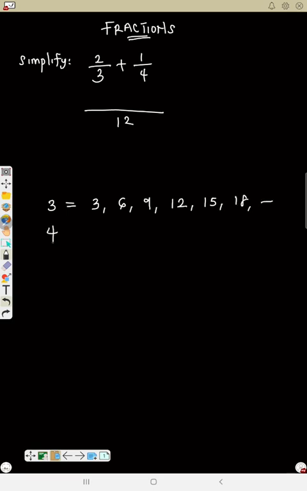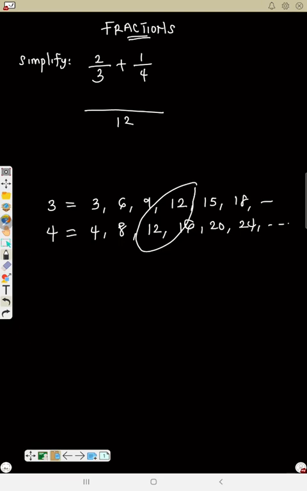Now what of 4? What are the multiples of 4? Meaning numbers that you multiply to get 4. 4 times 1, 4; 4 times 2, 8; 4 times 3, 12; 4 times 4, 16; 4 times 5, 20; 4 times 6, 24, like that. Now look at all the multiples of 3, also look at all the multiples of 4. Which one do you see is common? It is 12. So that is the lowest common multiple.